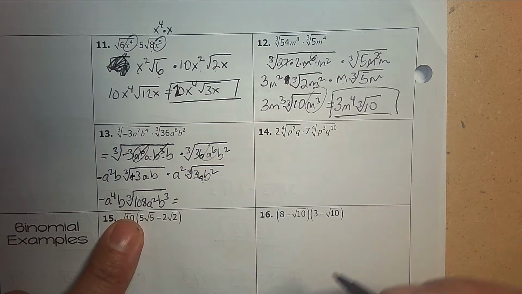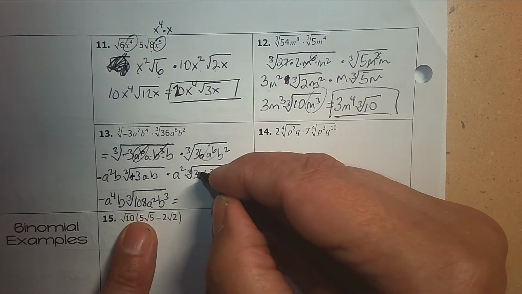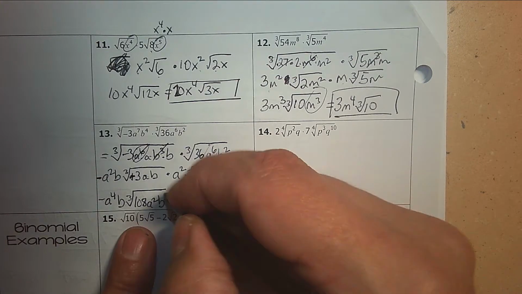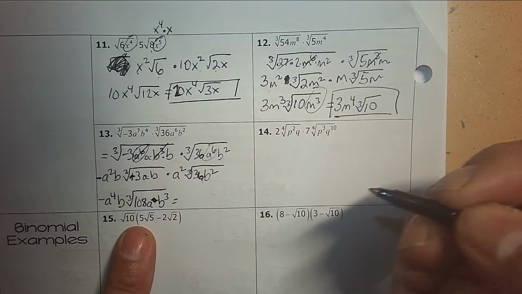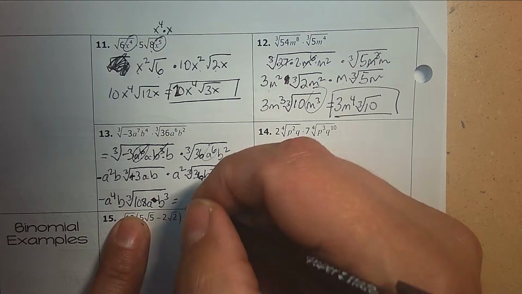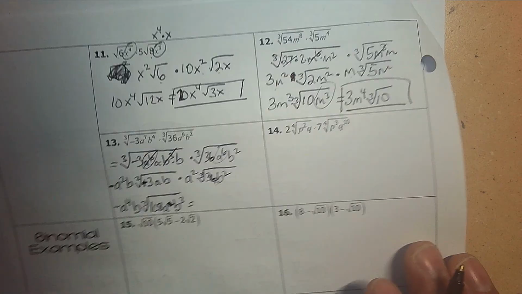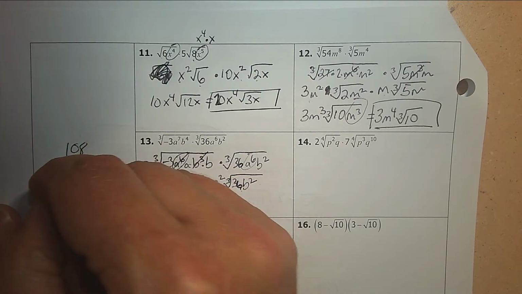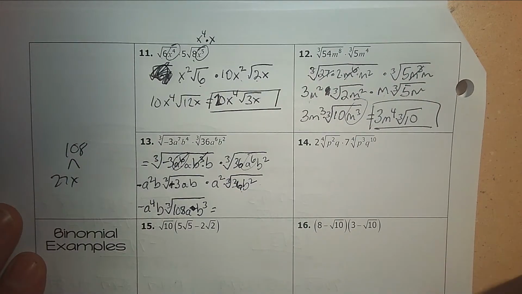What happened? Oh, you know why? Because I thought there's an a on the right side. Is there one? No. No a squared. Just a 36. You're right. All right, so 108, I'm going to do that in the margin. 108 is 27 times 4.